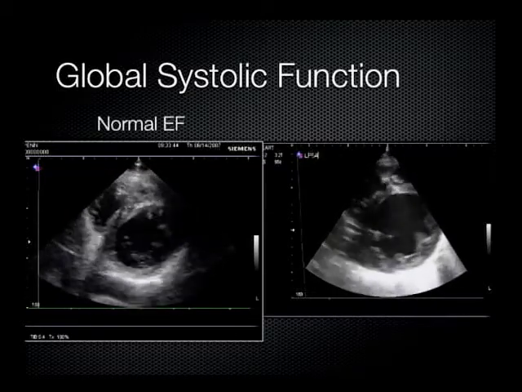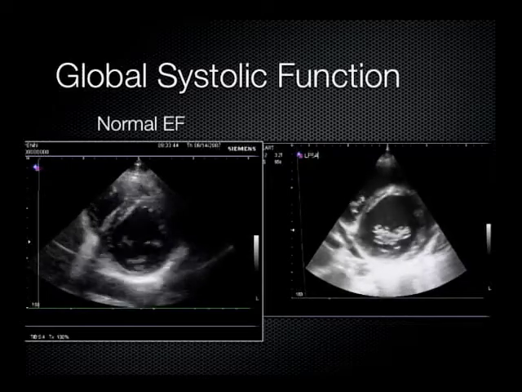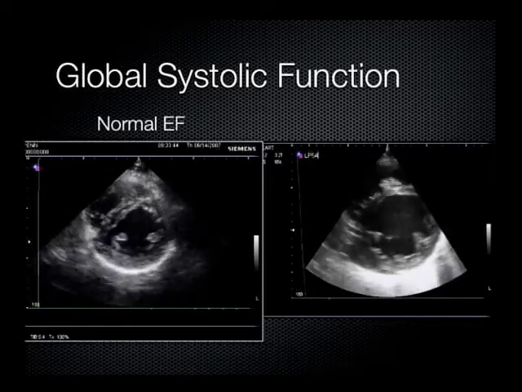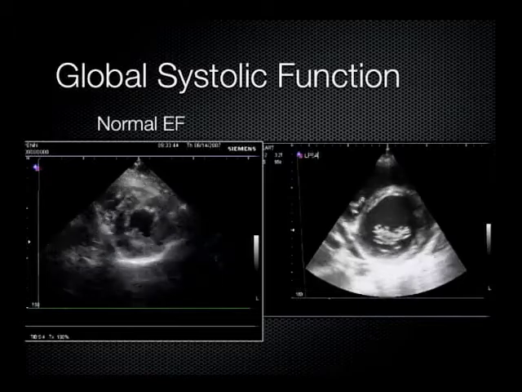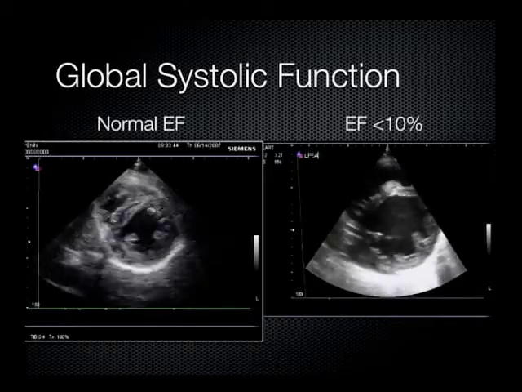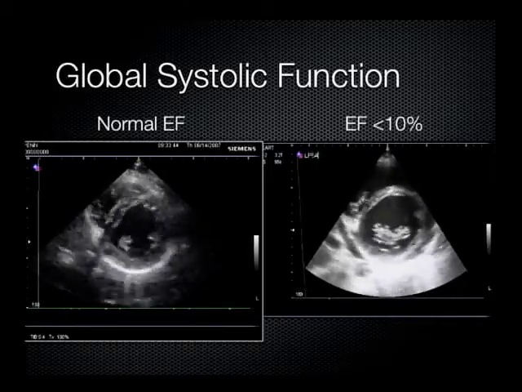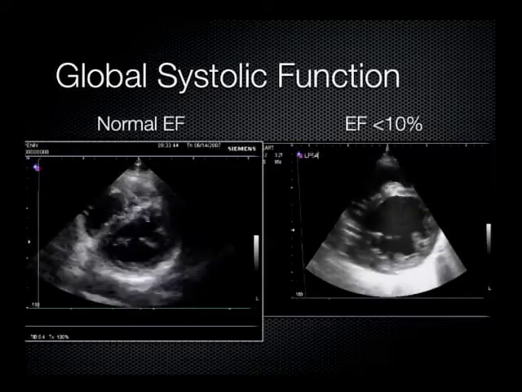Here are two clips. One is demonstrating a normal ejection fraction, and these are both in a parasternal short axis. And this clip demonstrates a heart with an ejection fraction less than 10%.